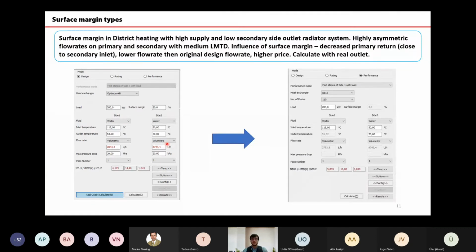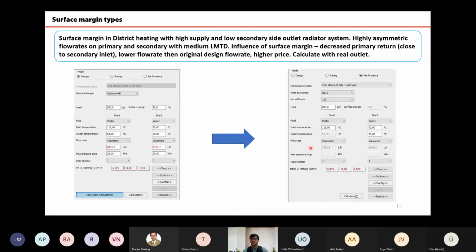And what you will see here, as my design primary outlet temperature of 53 degrees is already not very far from my secondary side inlet of 50 degrees, simply by the heat transfer logic I am not able to drop the primary outlet lower than my secondary side inlet. So all my surface margin is transferred to dropping the temperature just 2 degrees extra compared to my original design conditions. That means a 2 degree temperature difference between design conditions and real conditions. It doesn't impact your flow rate at all.